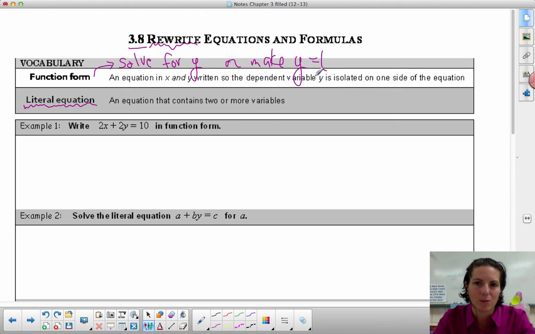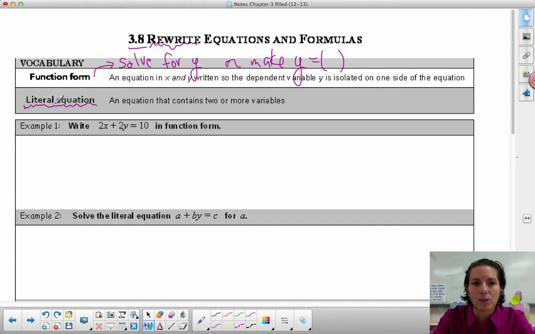So again, that function form says that we're just going to either solve for y, those are directions you've done a lot, or make a problem into y equals. So whichever way you're more comfortable reading that, that's what function form is telling us.